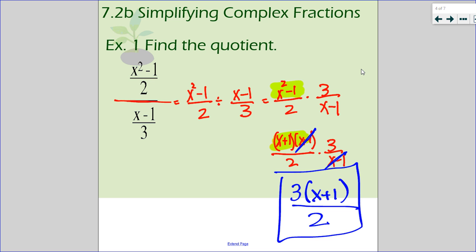So complex fractions can be simplified. It's not like it's no longer a fraction, but it's no longer complex. In other words, the numerator and the denominator are no longer fractions. So that's how you would simplify a complex fraction.